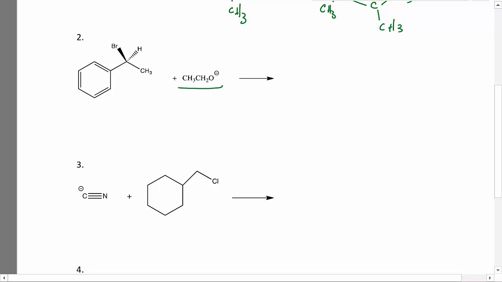Here we've got a negatively charged reagent. So we're heading down the SN2 E2 path. Here we've got a secondary alkyl halide. So we can't make a judgment about whether we'll get more SN2 or E2. So we'll just say a combination of the 2 and still make sure that we can draw the products there.